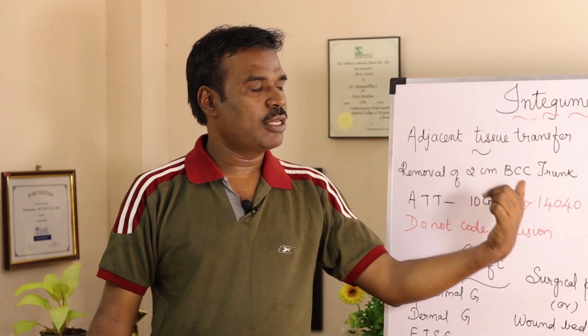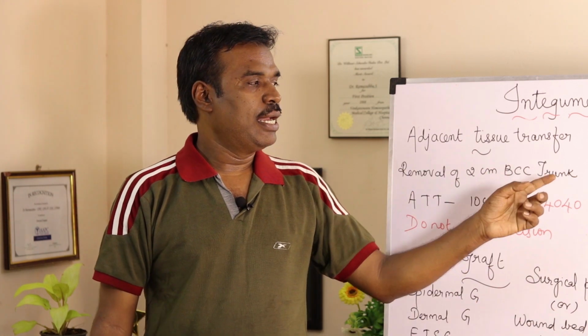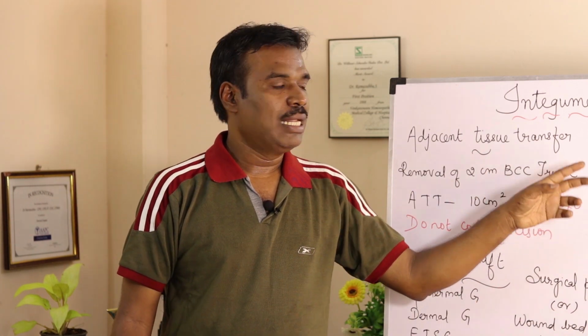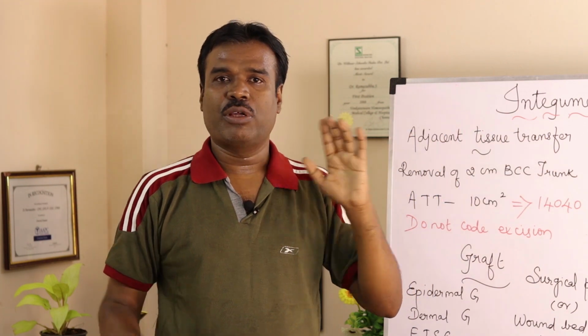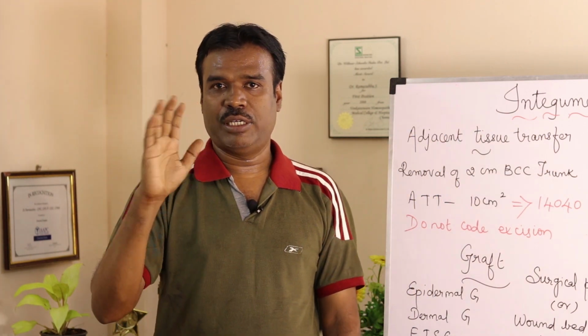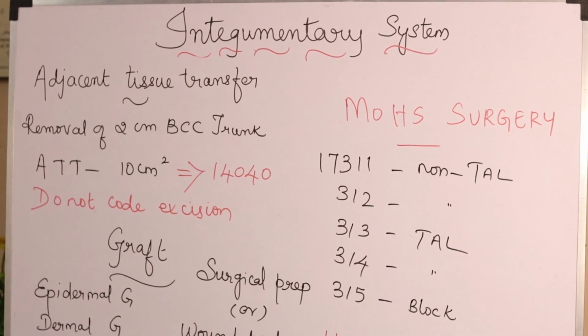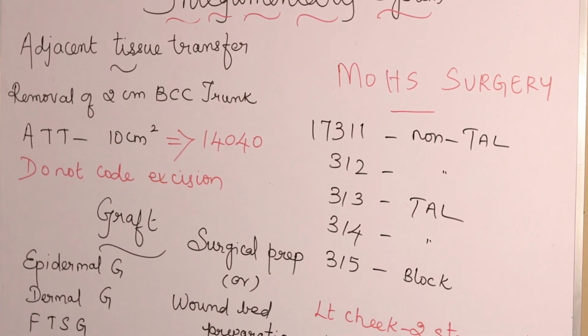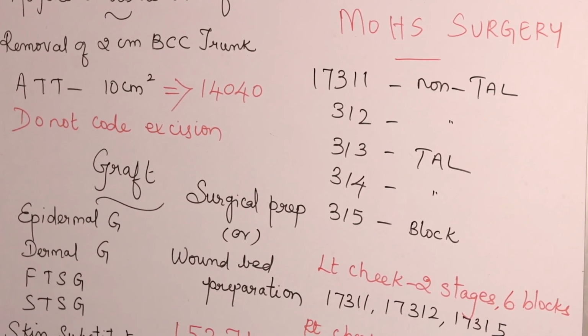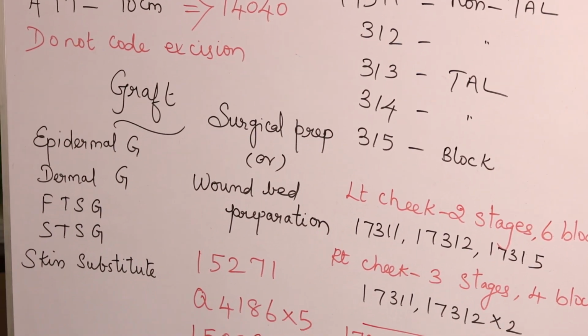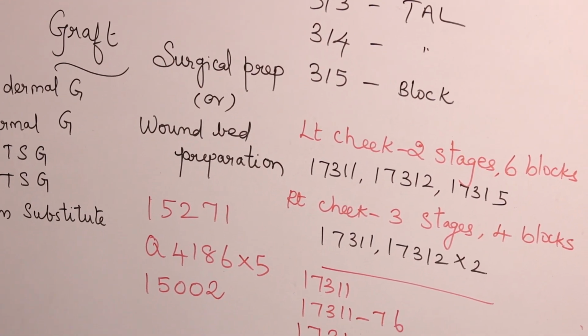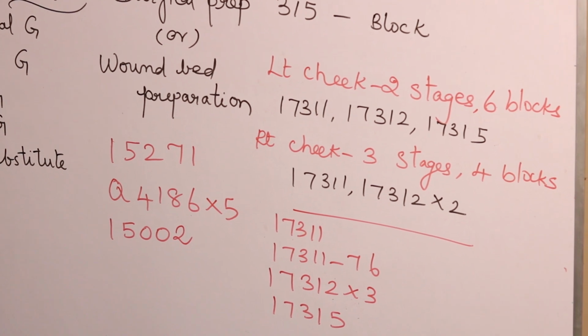Okay. When you see the coding part, it is pretty simple. It is 17311, 17312, 17313, 17314, 17315. 13 and 14 are for the tall region, 11 and 12 are for the non-tall region, and 315 is for blocks over. If you learn this by heart, it is more than enough for you.